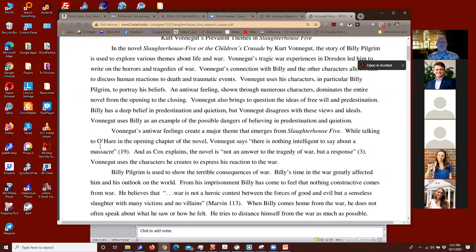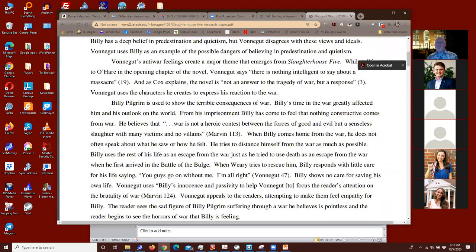All right, so let's go back. Same thing with secondary sources. So Vonnegut is our primary. Cox, therefore, will be a secondary. So that's how many quotes from a secondary source in this paragraph? 1. 1. All right, so let's continue.